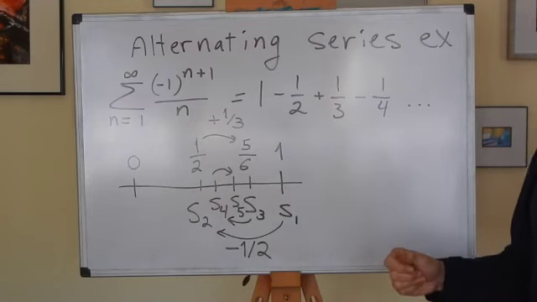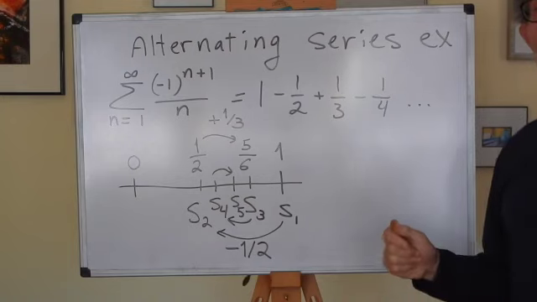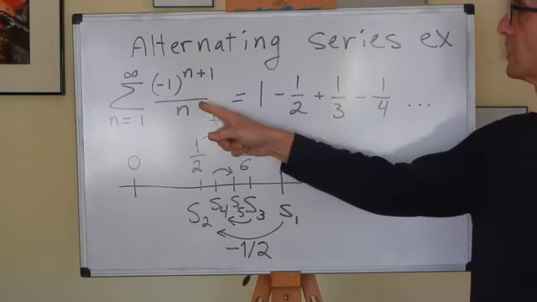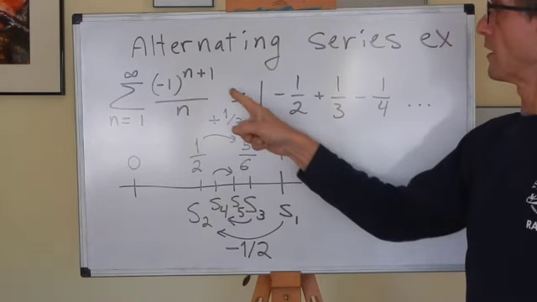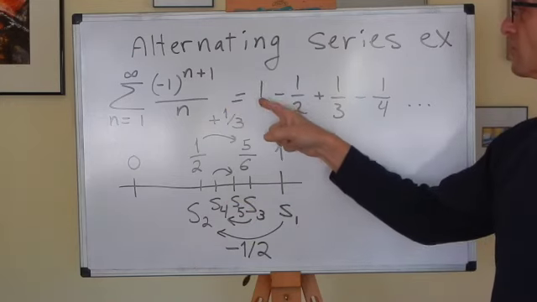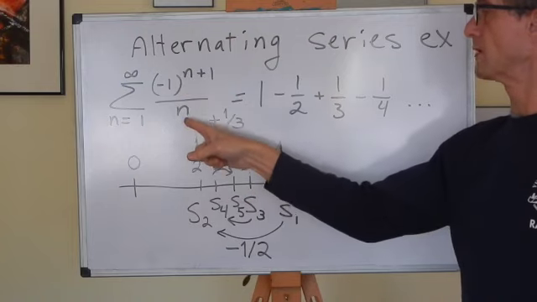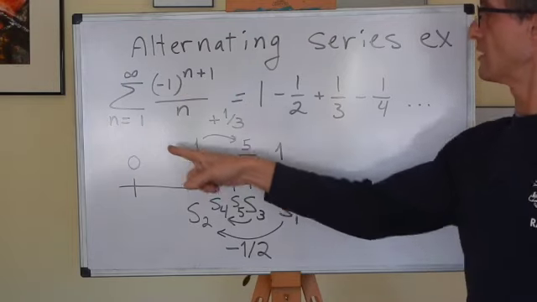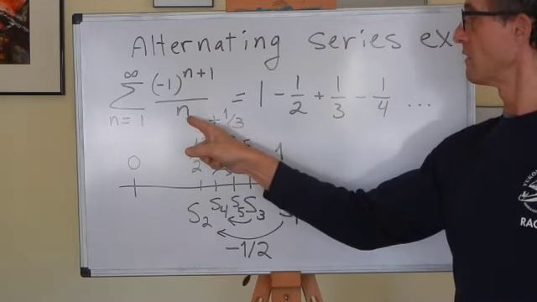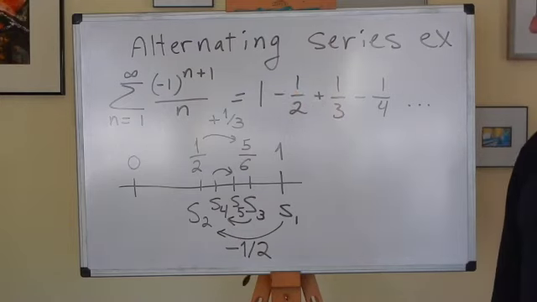Hello again. Here is an example of an alternating series, and it's sort of the typical example in some sense. So we're looking at 1 over n, but with positive and negative signs alternating. So we start with n equal to 1, so that's minus 1 squared, which is 1 over 1. And then when n is equal to 2, we get minus 1 cubed, which is minus 1 over 2. So that's minus a half, then plus a third, minus a quarter, and so on.